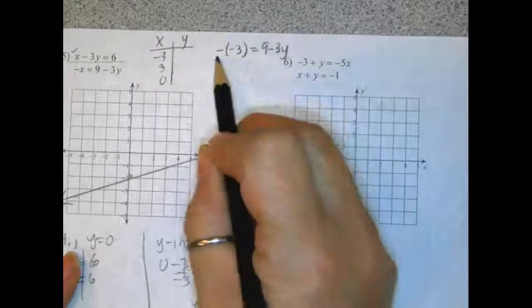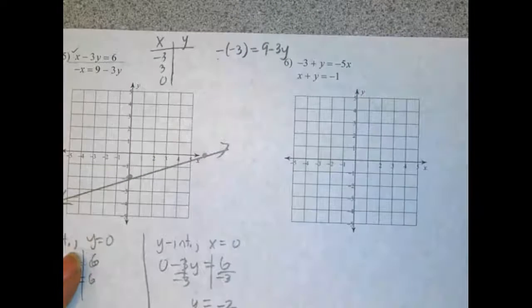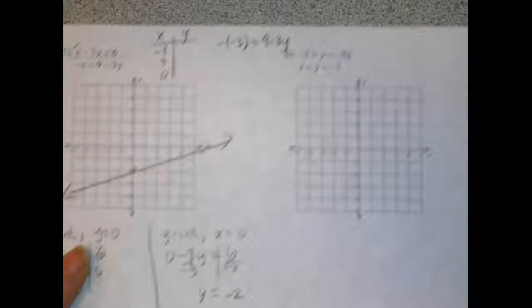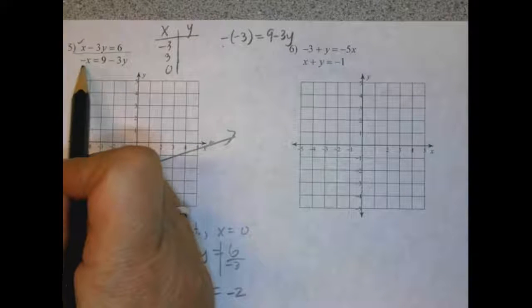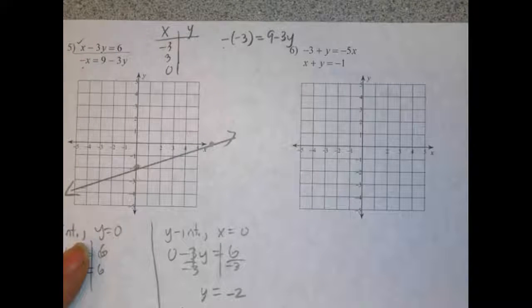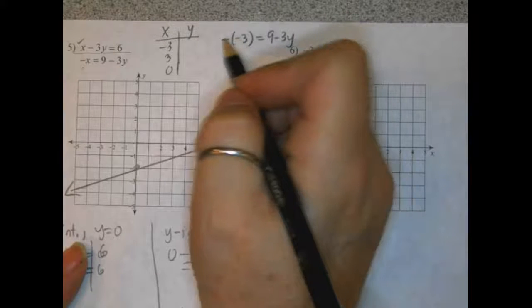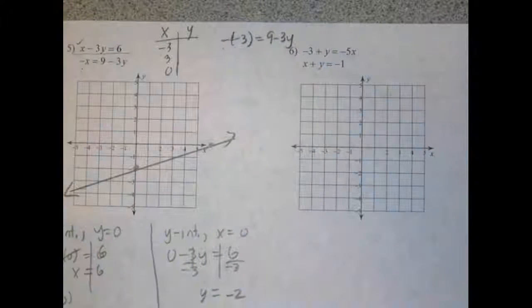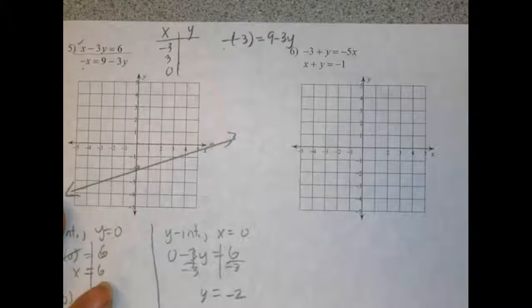Why did I do negative 3? Because it's already a negative, and my x is a negative 3 right now, because I am subtracting a negative. So this, in turn, becomes positive. So now I have a plus 3. Anytime you have minus a negative, it becomes a plus. It becomes a positive.